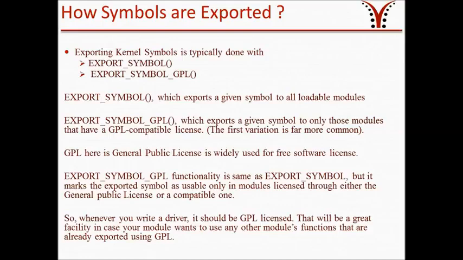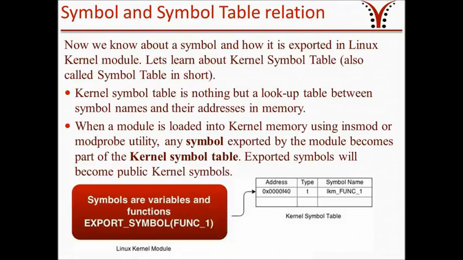So what is the difference between EXPORT_SYMBOL and EXPORT_SYMBOL_GPL here? EXPORT_SYMBOL_GPL functionality is the same as EXPORT_SYMBOL, but it marks the exported symbol as usable only in modules licensed through either the General Public License or a compatible one. So whenever you write a driver, it should be GPL licensed. That will be a great facility in case your module wants to use any other functions that are already exported using GPL. Now we know about a symbol and how it is exported in a Linux kernel module.